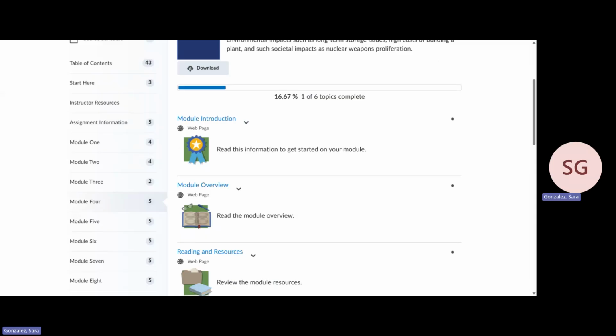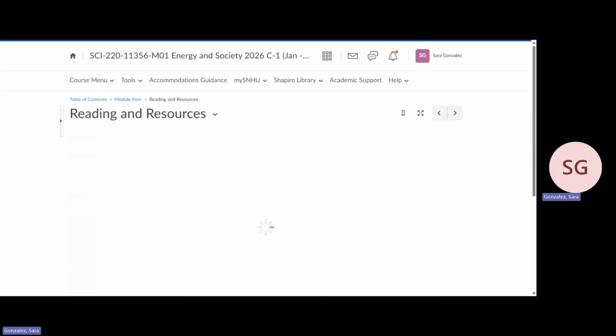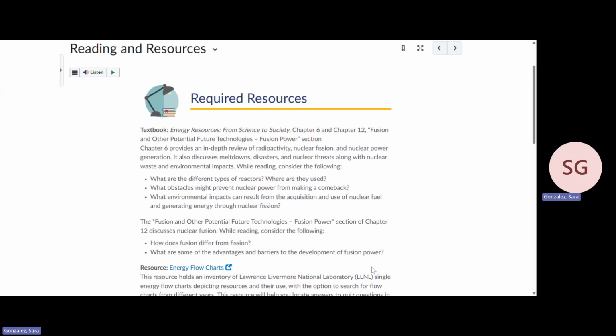Review the introduction and overview to get a gist of why it's important to cover nuclear energy in Energy and Society. On our readings and resources page, you're going to pay attention specifically to chapters 6 and 12, looking at the different types of reactors available currently, why you would use one reactor over another, and some of the obstacles of nuclear power. It seems to have plateaued in recent years, so is it going to make a comeback? And then the environmental impacts of nuclear.